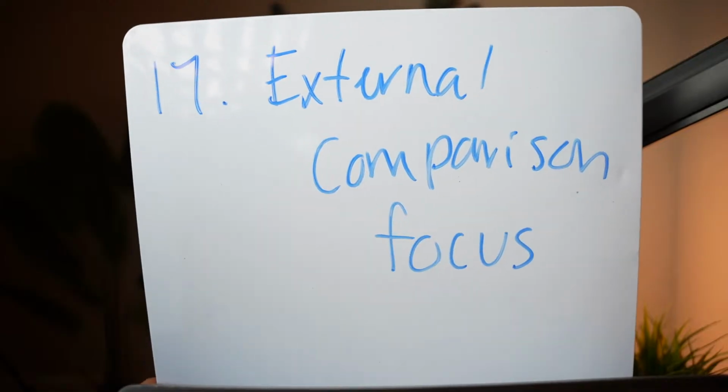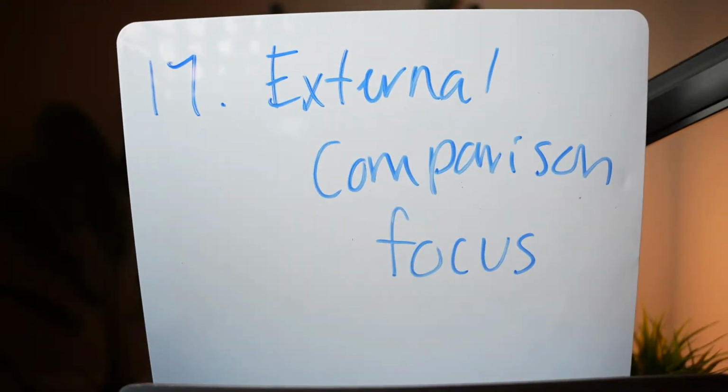External comparison focus. So, evaluating progress based on others' output, right? Maybe you have a buddy, or maybe you've seen the YouTubers, or you're on social media, or you see on Reddit, people are reading all these books. Basically, this is just a distraction. You should measure your progress on clarity and understanding over how many books you read, right?